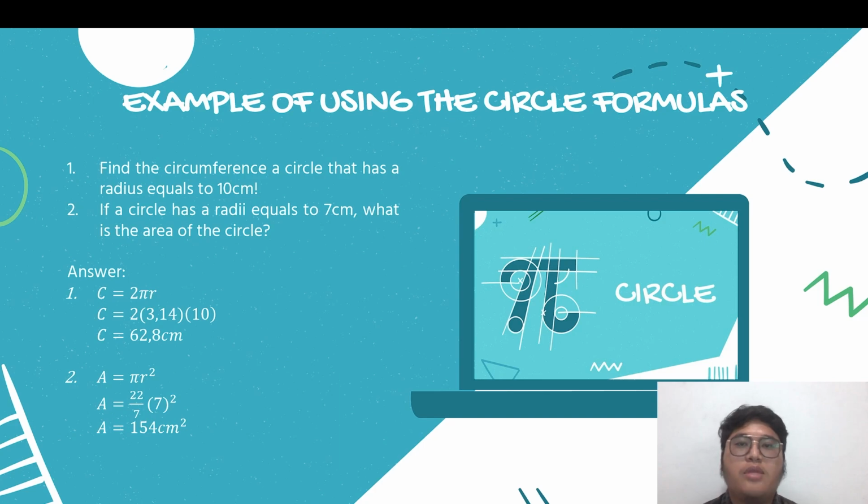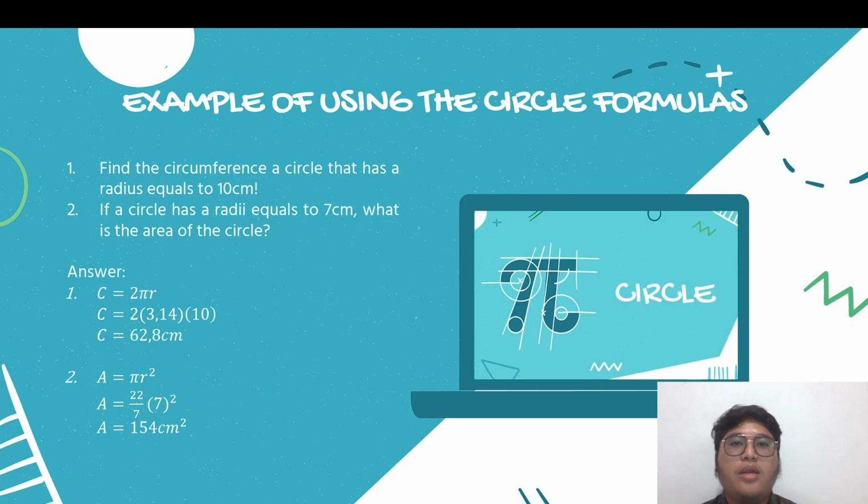And for the second question, we already know the formula to calculate the area of a circle, which is A equals pi times r squared. And we know from the question that the radius is equal to 7 centimeters. So we're going to substitute that into the formula for the area of a circle. In this case, we choose the pi value to be 22 over 7 because the radius of the circle is 7, and that's a multiple of 7.